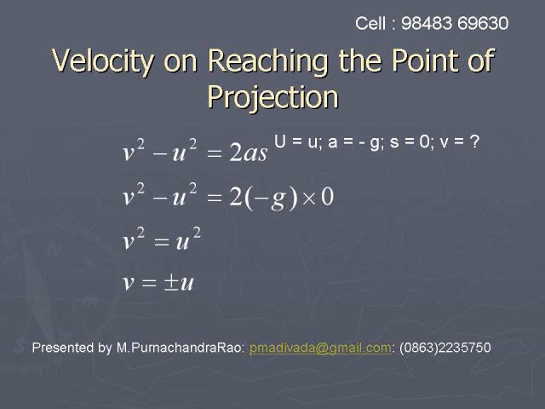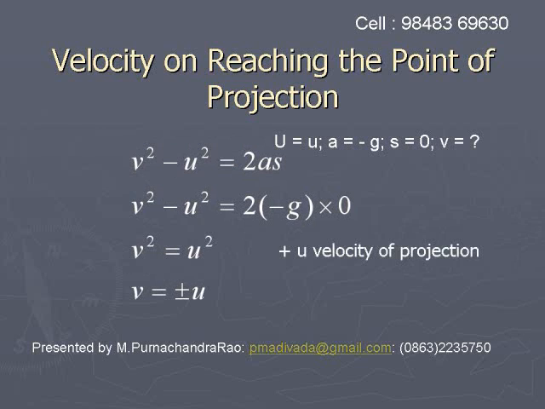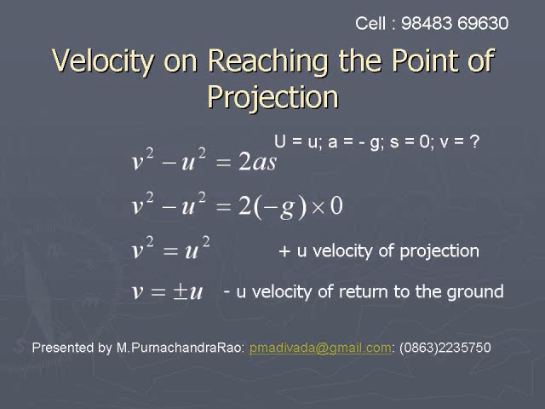V square is equal to u square, or v is equal to plus or minus u. Plus u is the velocity of projection and minus u is the velocity of returning to the ground.